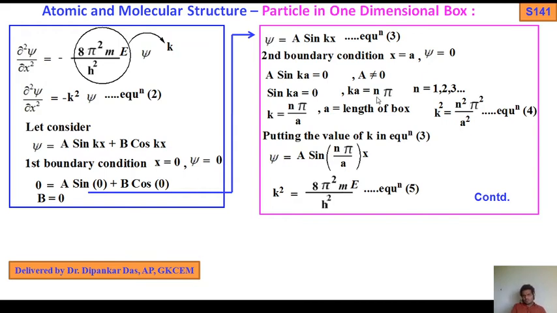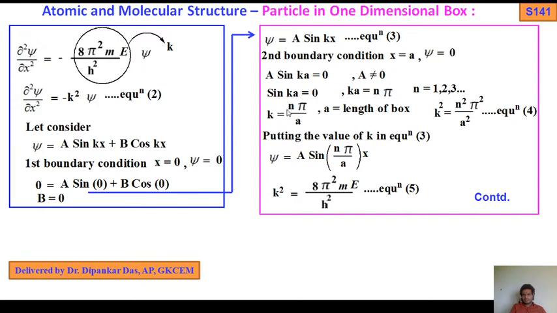Now we also have k equals n pi. We also have a relation k equals n pi, where n is a positive integer 1, 2, 3. Now k equals n pi by a, where a is the length of the box.